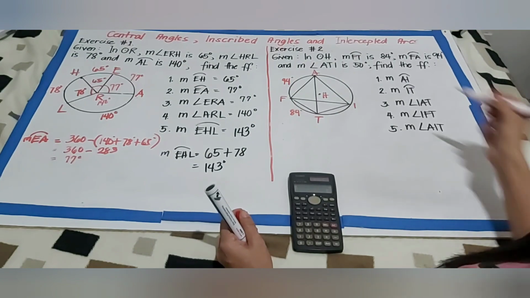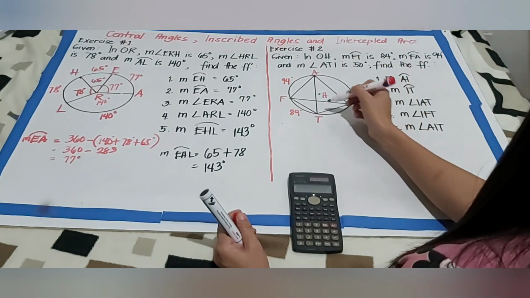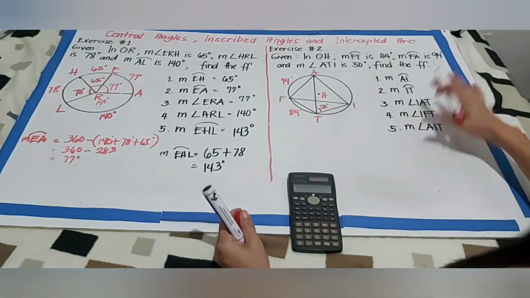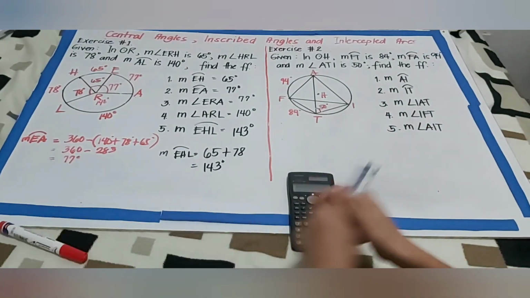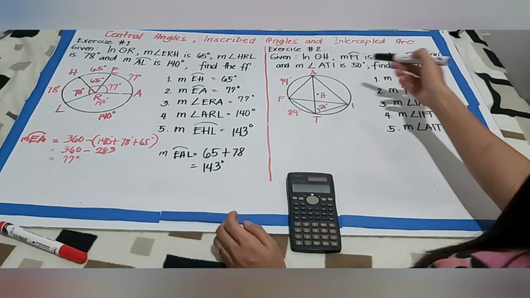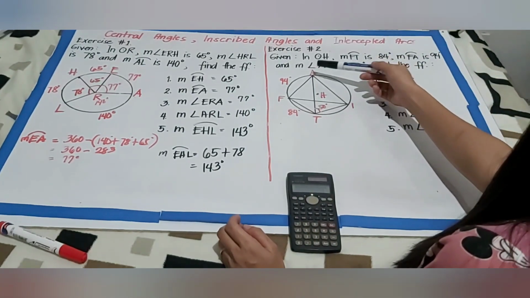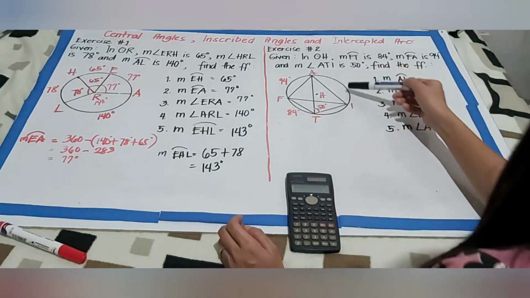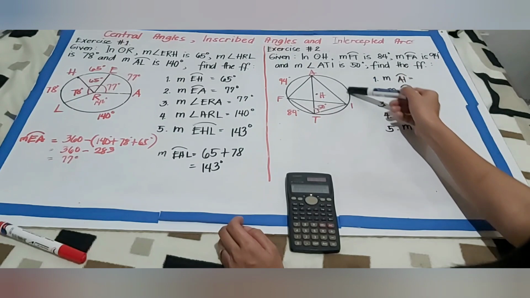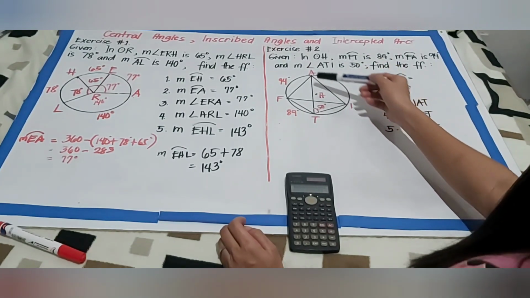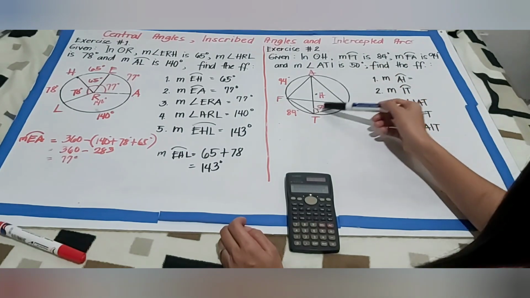Angle ATI, this is 50 degrees, and we're going to find this. Okay, let's try. We can answer right away. So, the measure of arc AI. This arc AI is the intercepted arc of angle ATI. Given, right? ATI has 50 degrees.